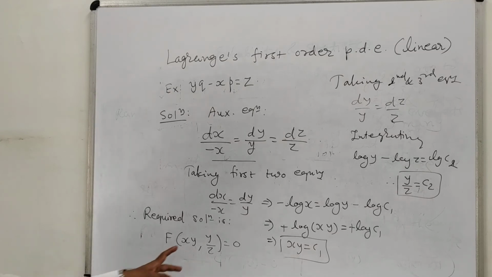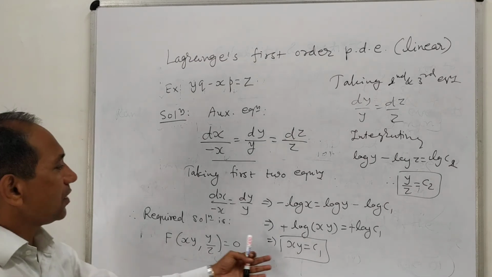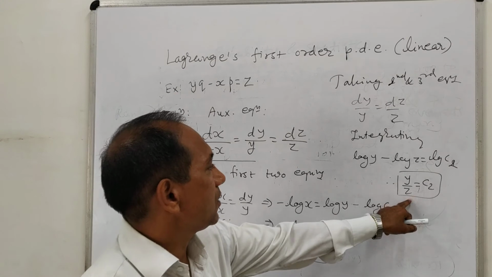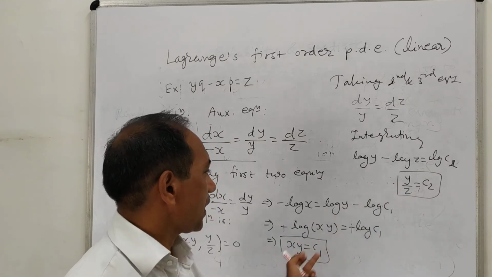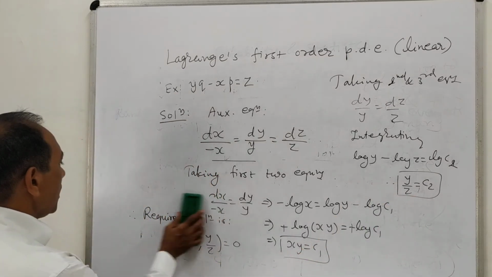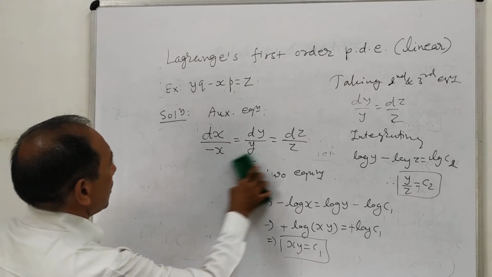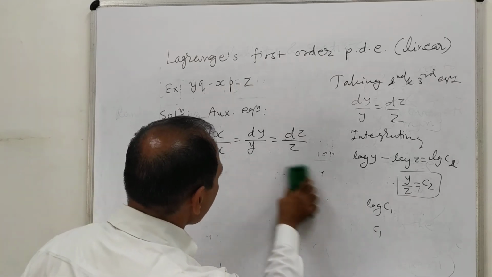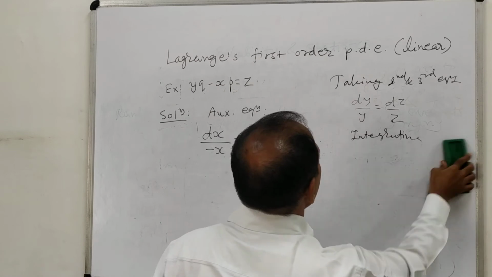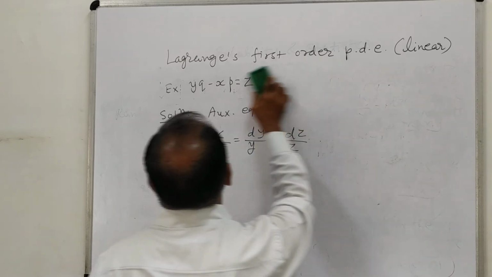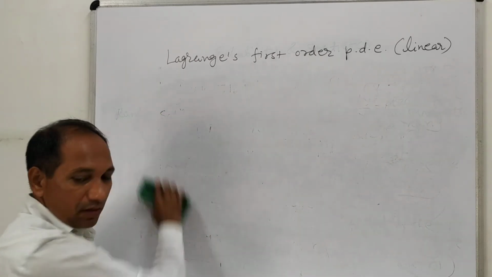And one more thing here, if you want to write y upon z here and xy there, you can do it. It is not necessary that you must obtain first this and second this, or second this, first this. You can obtain the solutions based upon your idea, which you can use easily to find out the solution.